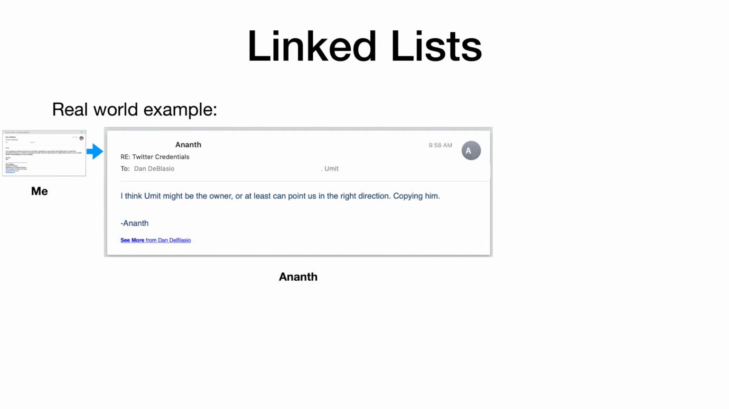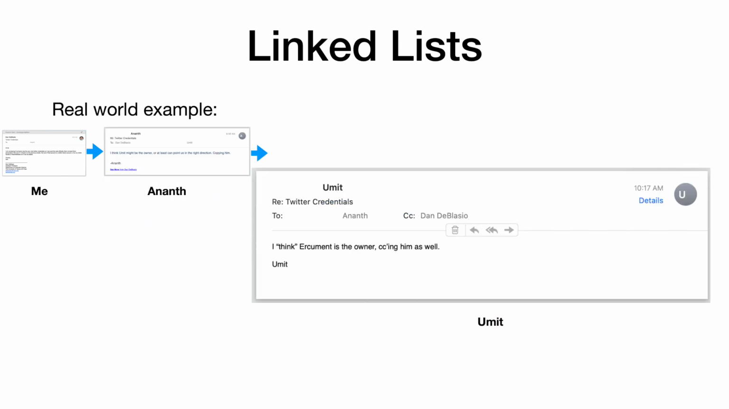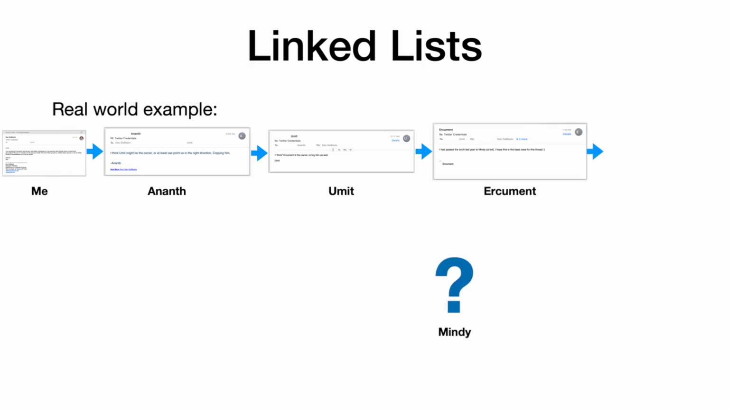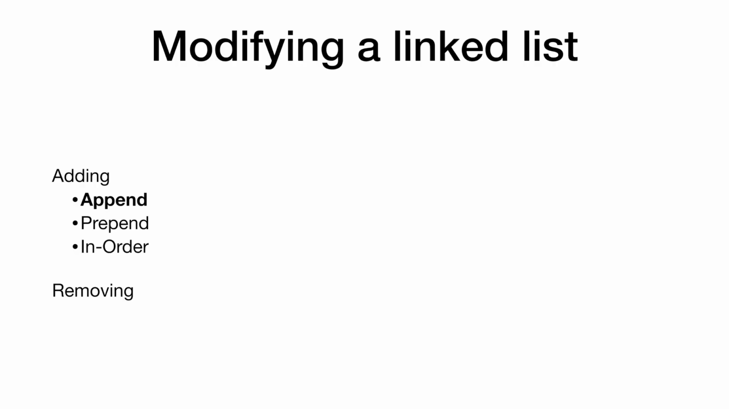Basically, Anath here said, "It's not in my payload, but here's my next pointer." And that went down the line. Umit was his next pointer, and Umit said, "Well, I don't have it in my payload, so I'm going to pass it down to Eckerman." Eckerman said, "I don't have it in my payload. I think Mindy has it." And finally, to end the story, which I didn't have at the time, Mindy did have the information. So Mindy's next pointer was null.